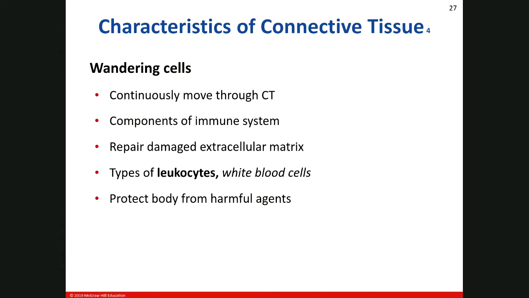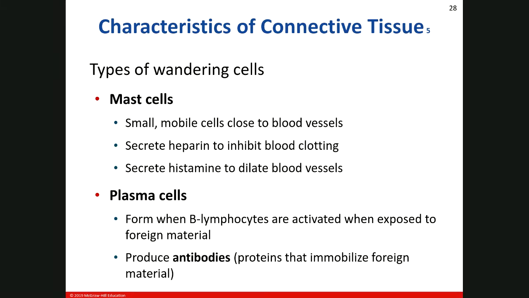All right. So that's the first type of cells, the resident cells. The second type are the wandering cells. These guys are moving throughout the connective tissue, and they're largely made up of immune cells. So if there's damage to certain tissues, they'll come in and repair that damage. Or if there are viruses, bacteria, whatever, they'll go in and try to protect the body from that. So they're white blood cells. The proper name for white blood cells is leukocytes. So these wandering cells are primarily components of our immune system. So the first type are called mast cells.